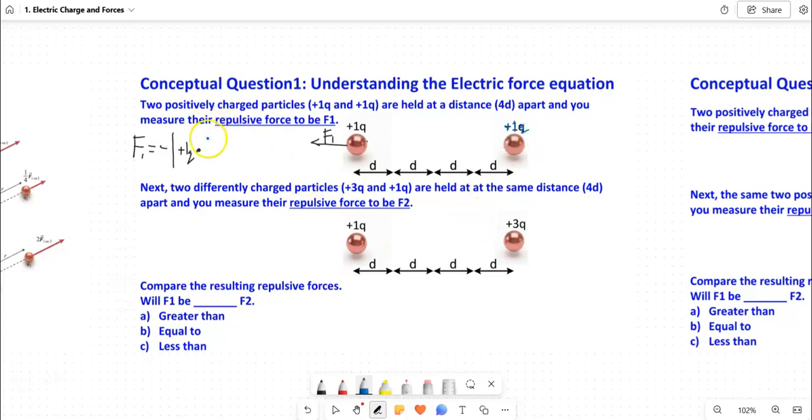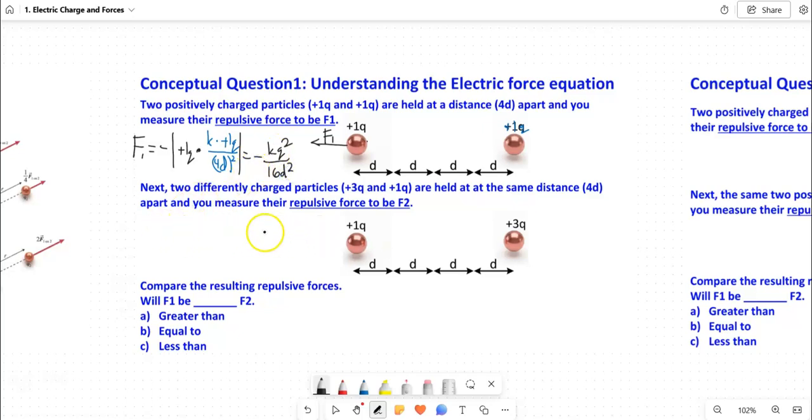Okay, which is going to be K times positive 1q, and it's over a distance 4d, and we're going to square it. So we're going to make a little equation here. Multiplying this all out, what we're going to get is kq squared over 16d squared.